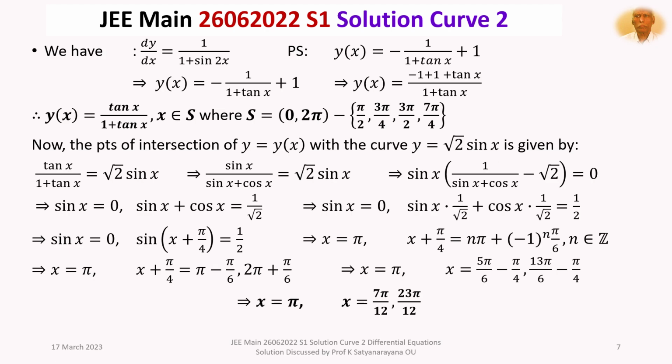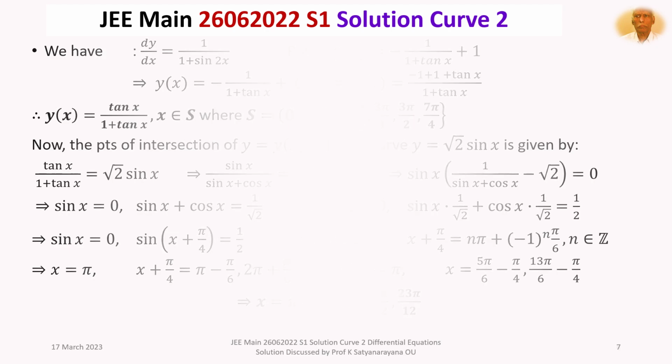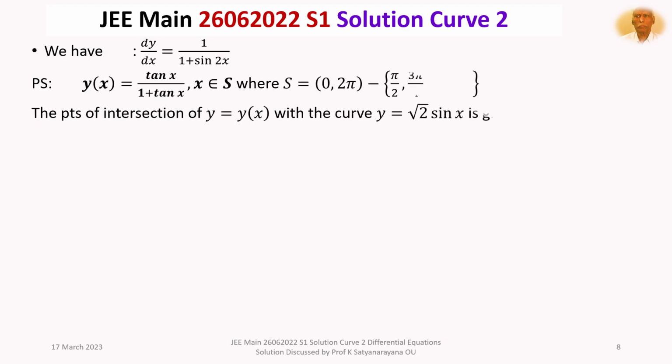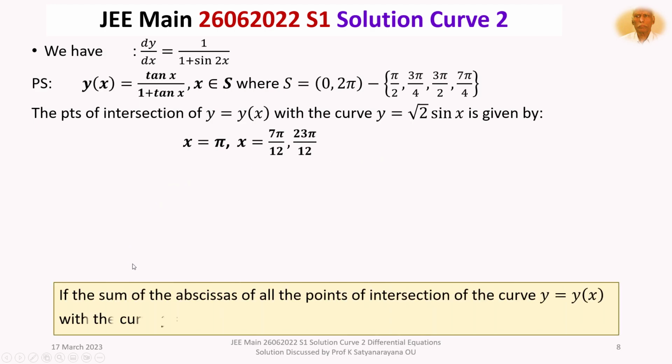now you have to consider the sum of the abscissas. That we do in the next slide. And we get these things. And what is the question? The question is the sum of the abscissas of all the points of intersection of the solution y is equal to y of x with this curve. We have already done it, and we got the points of intersection, we got the abscissas, and if you sum it up, that is given to be k pi by 12.